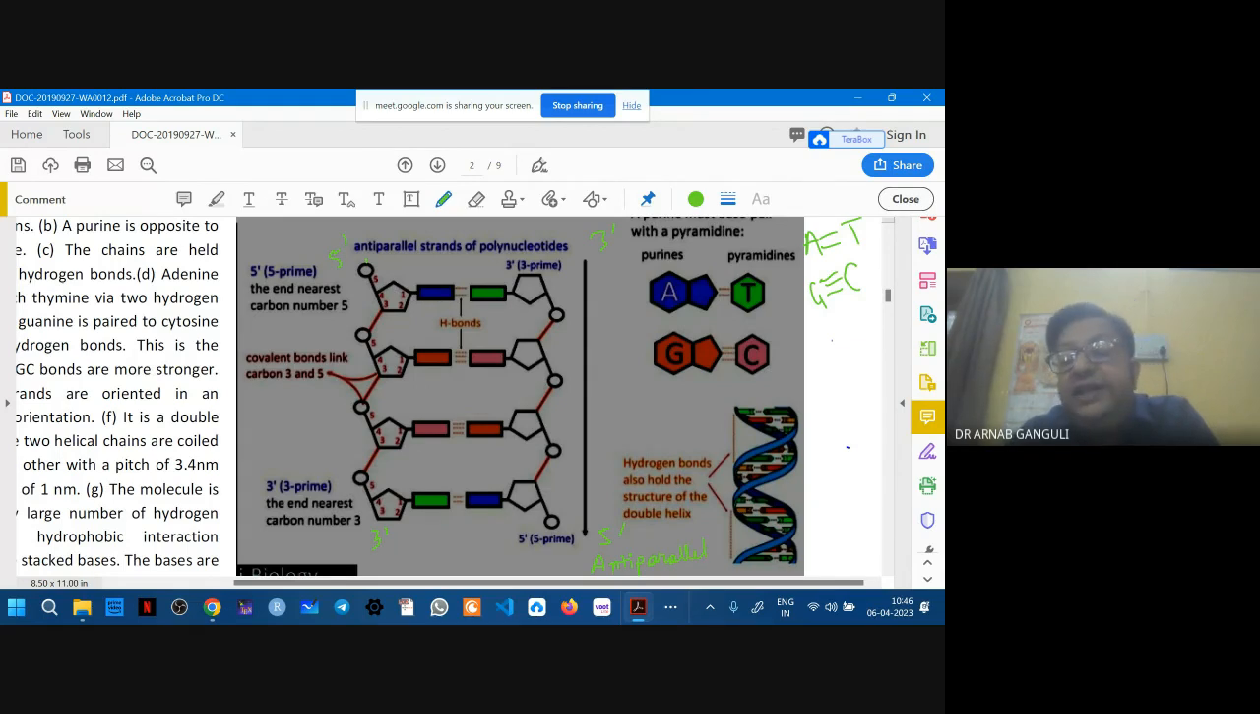The two strands are in anti-parallel orientation and they are joined by hydrogen bonds. This is an A, it is joined with a T. You can see it here, purines and pyrimidines. Here's a G with a C, with a G, and a G with a T with an A.